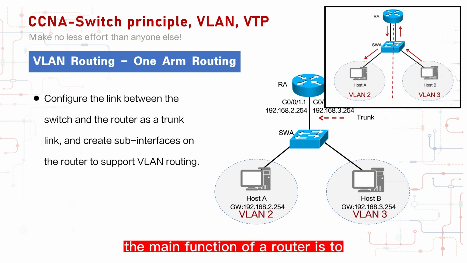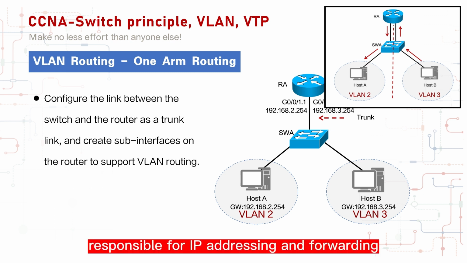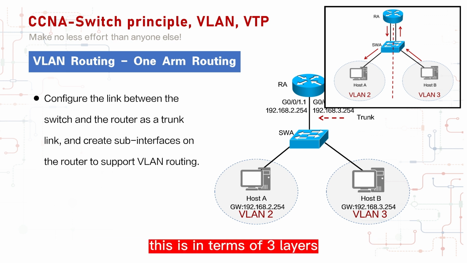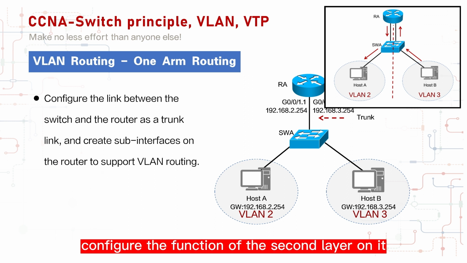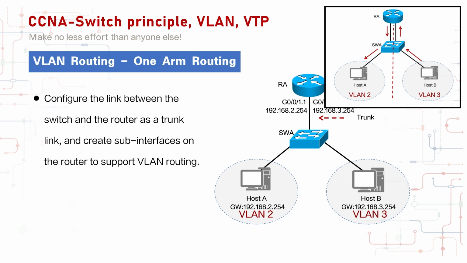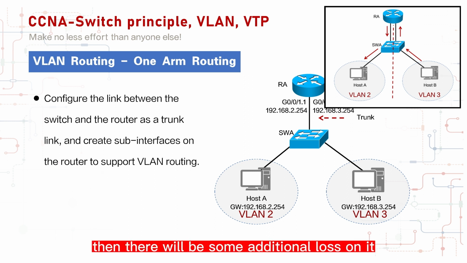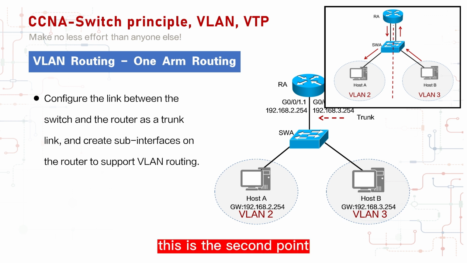The main function of a router is to be responsible for IP addressing and forwarding. This is in terms of layer 3. Address forwarding is the router's own job. Processing tags is not its job. So now, for our router, if you configure the function of the second layer on it, then there will be some additional loss on it. This is the second point.